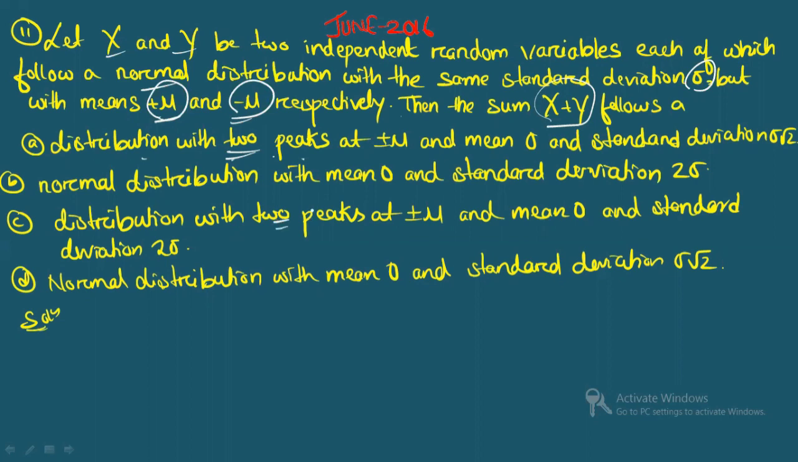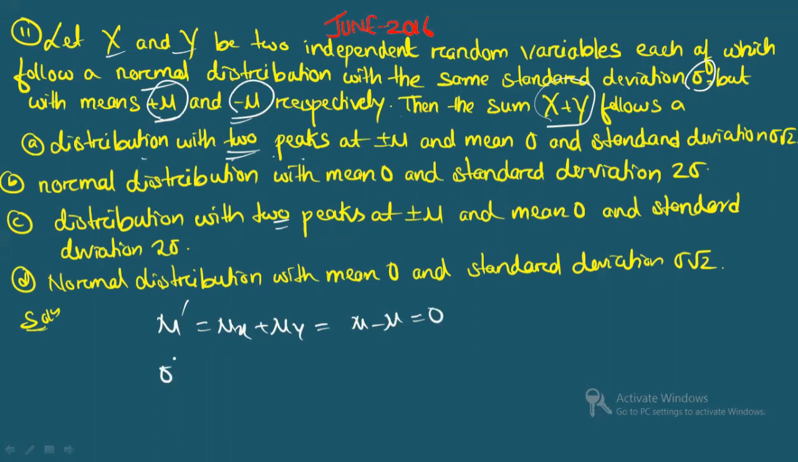Similarly, option C is also not possible. We will see options B and D here. First of all, standard deviation is given as sigma. First, we will see the total mean. Mean mu prime is what? Mu x plus mu y. It will be mu minus mu, so it is 0.